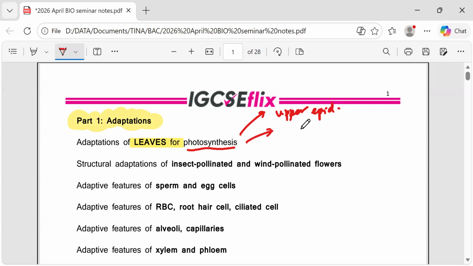And then the spongy mesophyll is loosely packed so that there is space for gas exchange, for diffusion. So all of that we're going to talk about in detail.